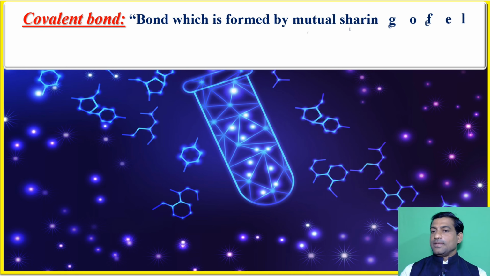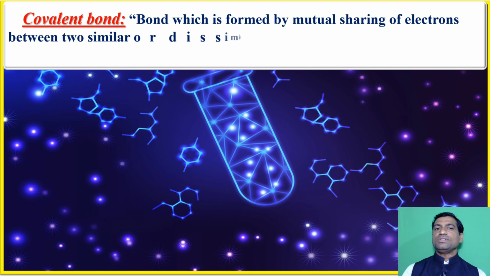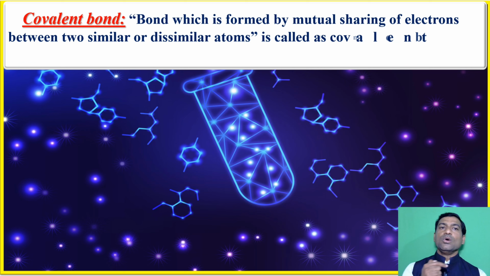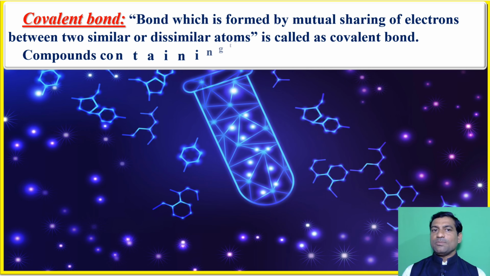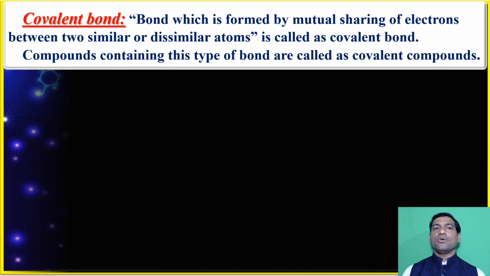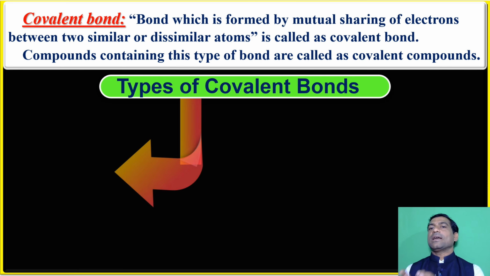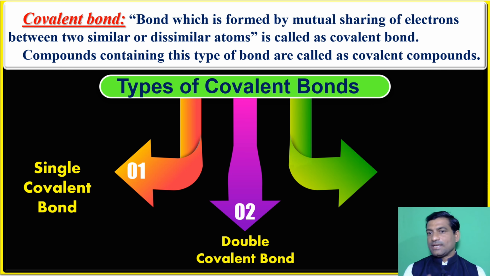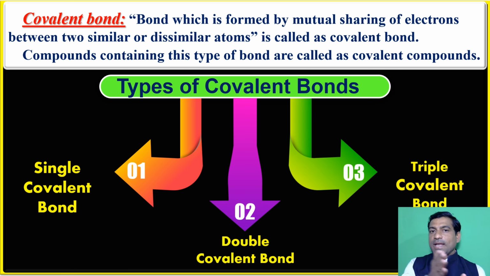The bond which is formed by the mutual sharing of electrons between two similar or dissimilar atoms is called a covalent bond, and the compounds containing this type of bond are called covalent compounds. There is a mutual sharing of electrons between the two atoms, means one atom gives one electron, then another atom gives one electron, and these two electrons form one bond. That bond is called a covalent bond.